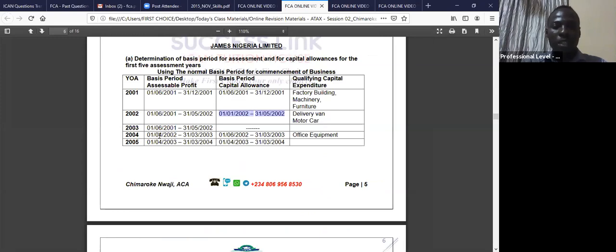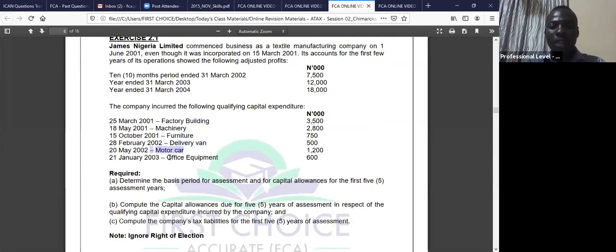Then between, I'm not looking at here, we're looking at here, between June 2002 to March 2003. So this is January 2003. So we have office equipment.